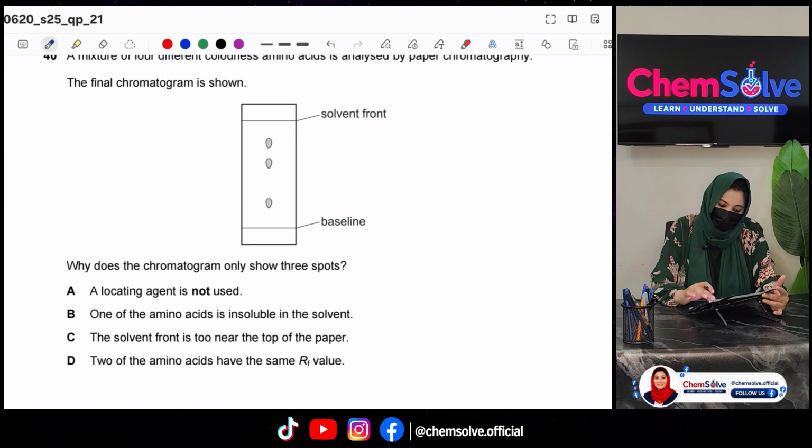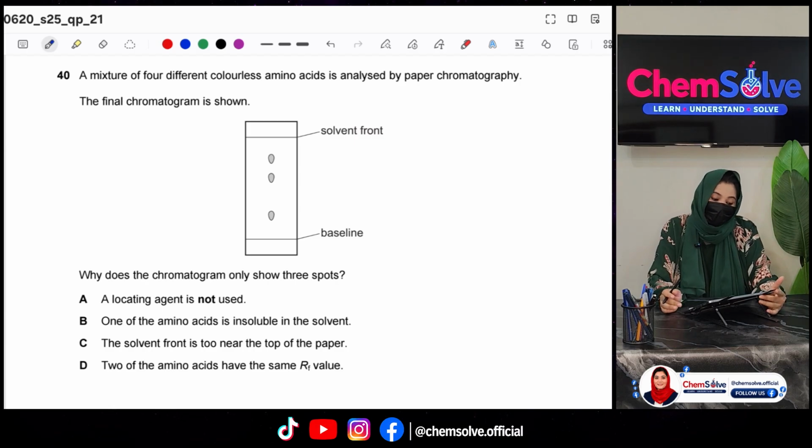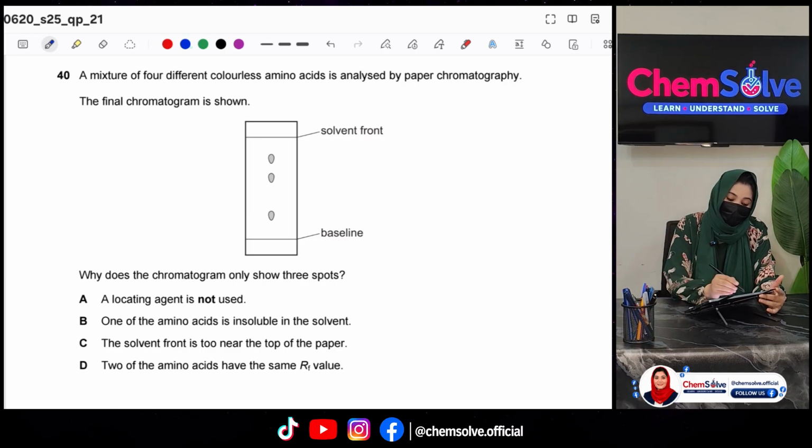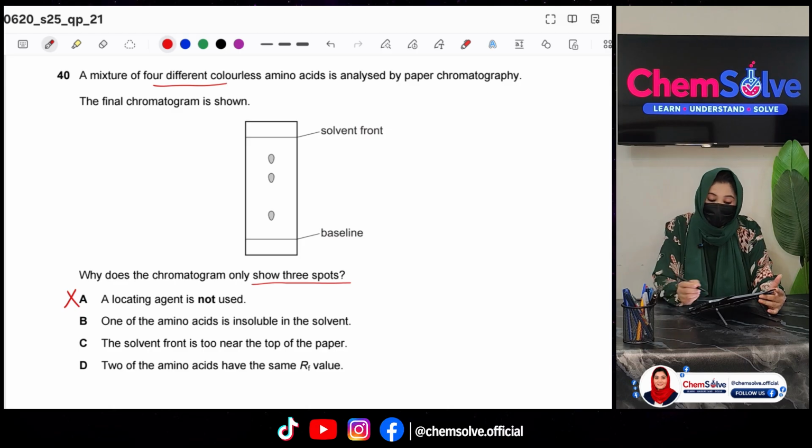Okay, so moving towards the last question of this paper. A mixture of 4 different colorless amino acids is analyzed by paper chromatography. The purpose of a locating agent is to give them color. In option A, he's saying a locating agent is not used. If a locating agent is not used, then we couldn't obtain any color. But out of 4 different amino acids, we are getting 3 spots. It means a locating agent is being used, right? What is the purpose of the locating agent? To give color to the colorless spots.